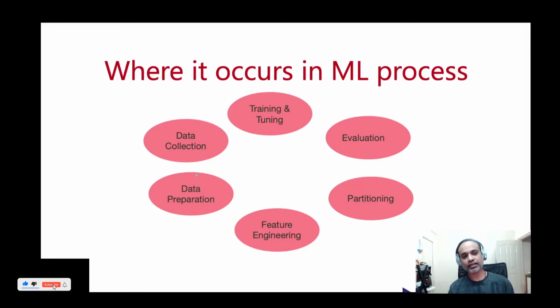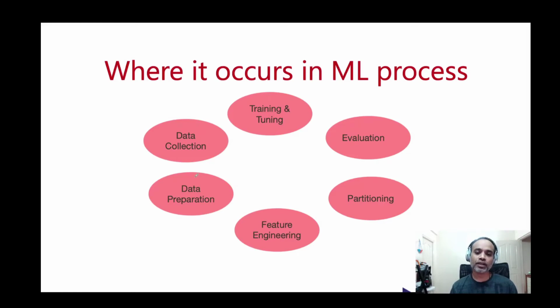Before that, how will you know at what stage this problem occurs, so that you can give more importance to that phase to avoid data leakage? Well, this problem can happen at any stage of your machine learning process. It may happen in data collection, or at data preparation time. It can happen during feature engineering, when you are doing feature extraction, or while partitioning, or when you are doing evaluation, or during training and tuning. At any stage, there is a chance that you may leak some information to your model while training it. So let's look into some examples to understand these things well.